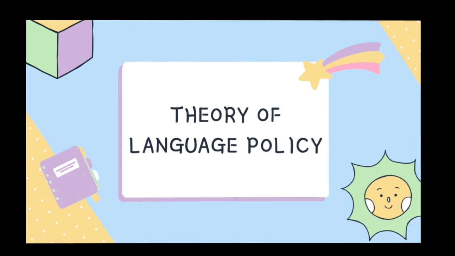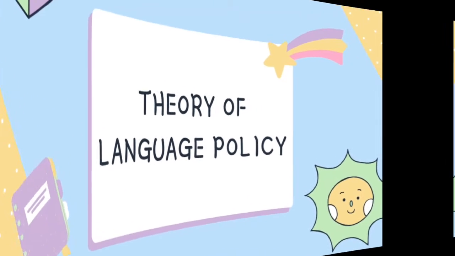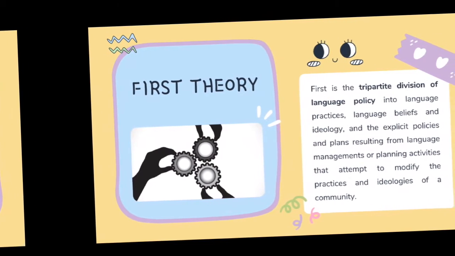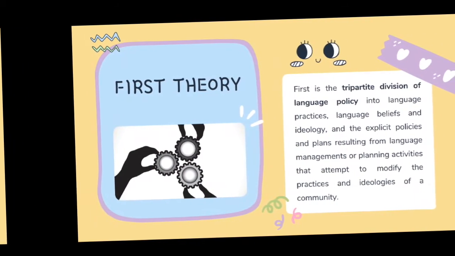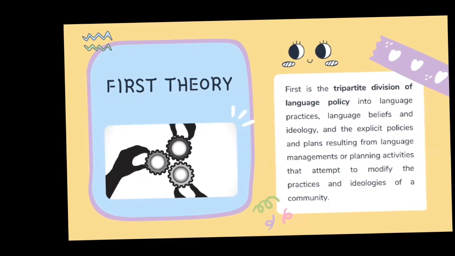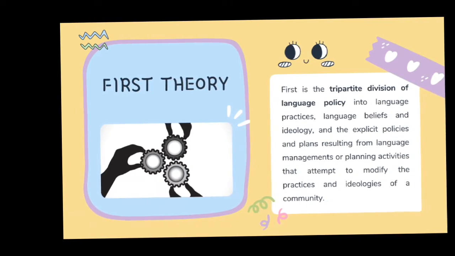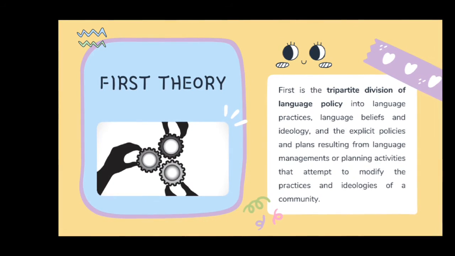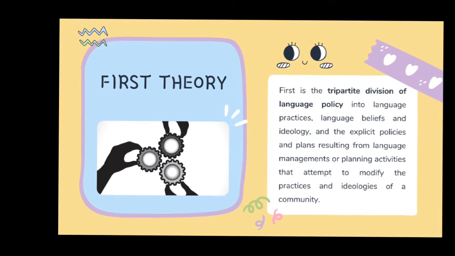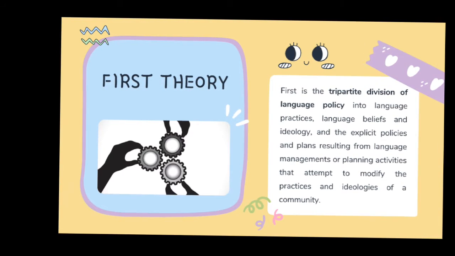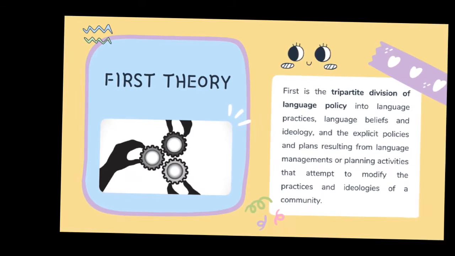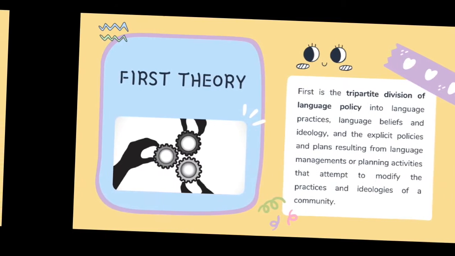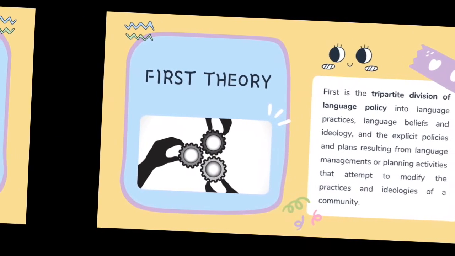So, there are four main features to the theory of language policy. So, the first is tripartite division of language policy, which is the classification of language practices, language beliefs, and ideology, and the explicit policies and plans resulting from language management or planning activities that attempt to modify the practices and ideologies of a community. So, language ideologies are this collective order that is the beliefs and attitudes that shapes a speaker's relationship to their own and others' languages, mediating between the social practice of language and the socio-economic and political structures within which it occurs.